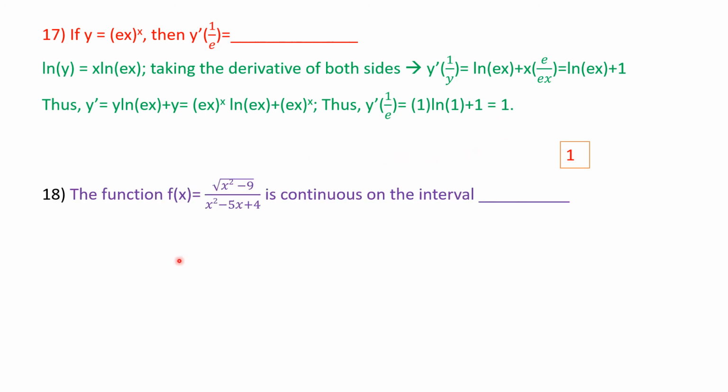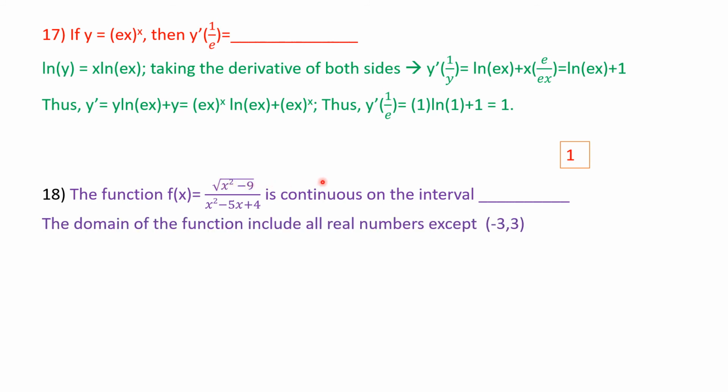We'll go to the next, number 18. For number 18, we have the function f of x equal to square root of x squared minus 9 divided by x squared minus 5x plus 4 is continuous on the intervals. We have to figure out the intervals. Luckily, the denominator is a polynomial. The domain is the set of all real numbers, but that will be restricted by the numerator, because the numerator has a square root of x squared minus 9, and that will exclude the open interval from negative 3 to 3 from the domain. So our domain will be everything except this open interval.